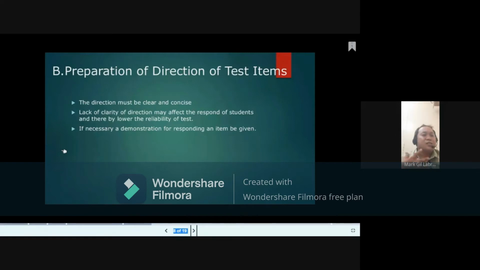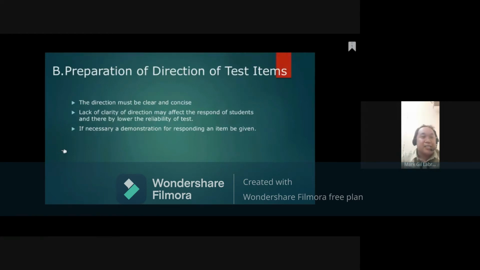Also, the direction must be clear and concise. Lack of clarity of direction may affect the response of students and thereby lower the reliability of tests. Do you believe in that? Lack of clarity may affect the response of students. Do you believe? Yes, sir. Why? If the direction is not clear, sir, it affects the score.